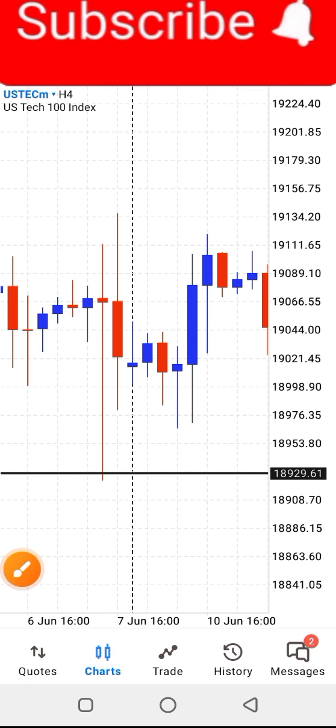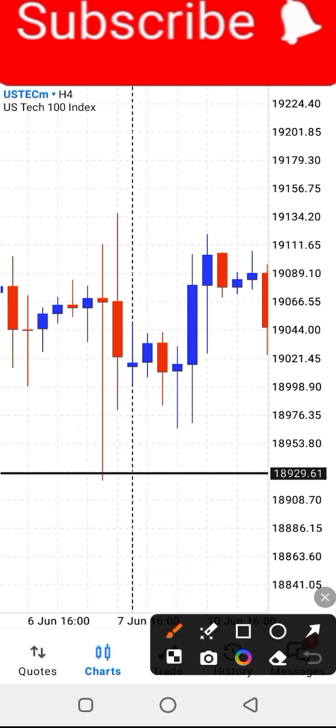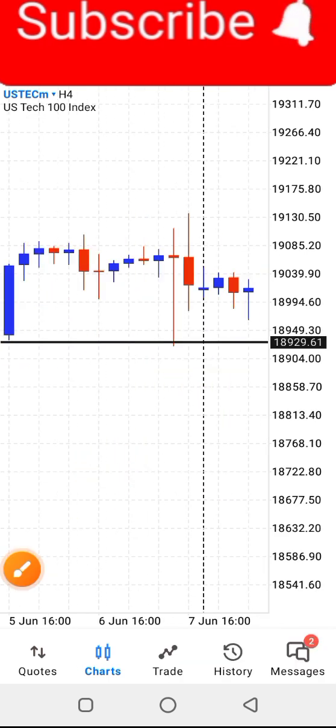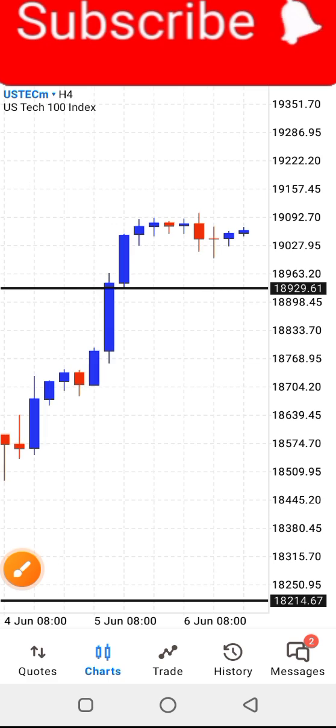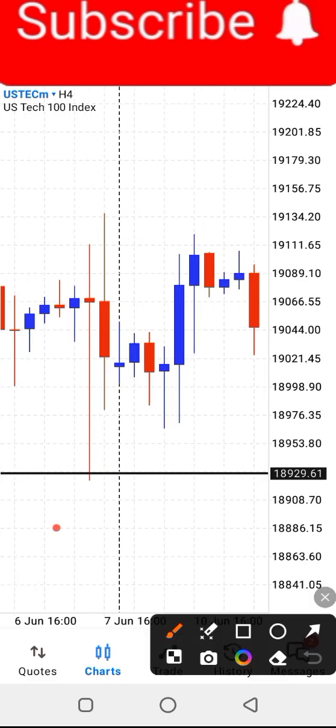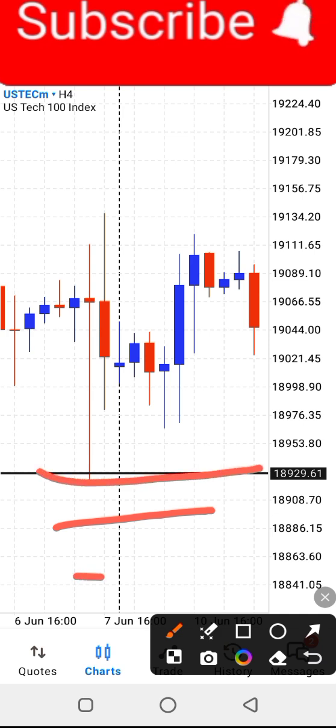Giving you this wick that you can see here. Price really rejected this level, showing you that a lot of buyers are at that level. So this is the break and retest strategy. I was trying to point out something: your stop loss should be a few pips below this level. Do not make your stop loss too big.